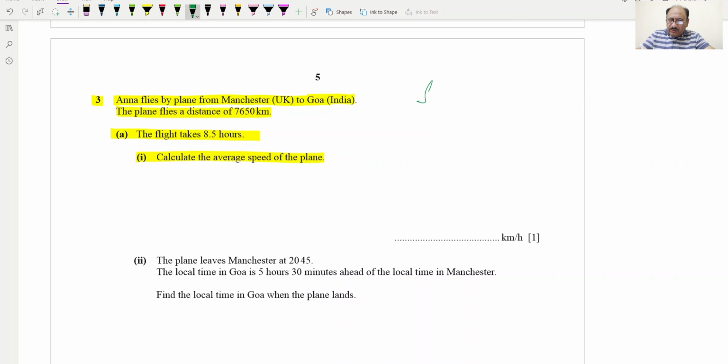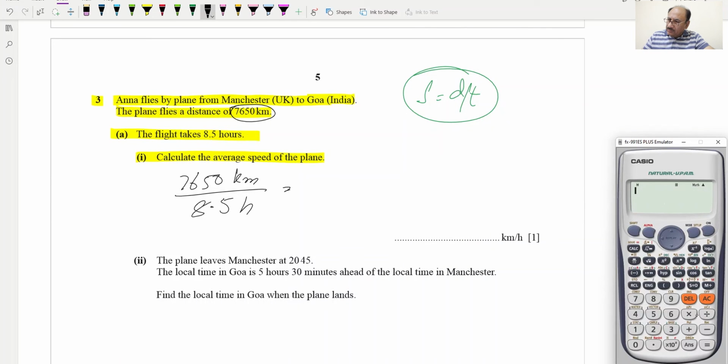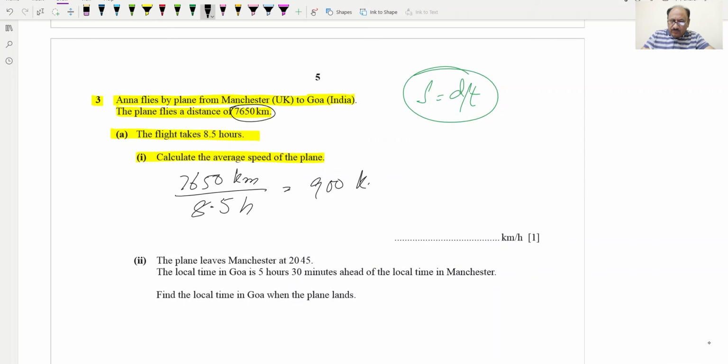And we know speed is equal to distance over time. So this is the formula which we will be using. And distance is provided, 7650 kilometers, divided by the time taken, which is 8.5 hours. We can calculate: 7650 divided by 8.5 is equal to 900, and this will be 900 kilometers per hour.